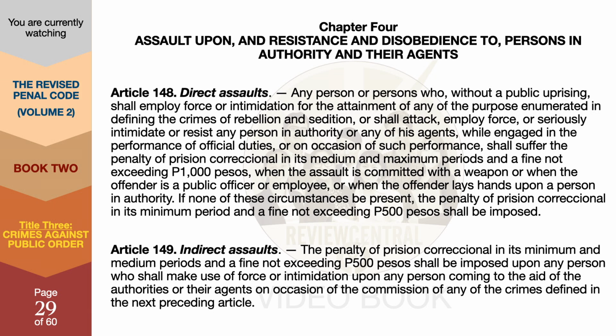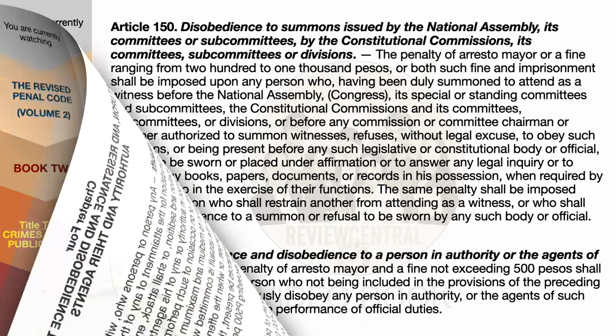Article 149. Indirect assaults. The penalty of prisión correccional in its minimum and medium periods and a fine not exceeding 500 pesos shall be imposed upon any person who shall make use of force or intimidation upon any person coming to the aid of the authorities or their agents on occasion of the commission of any of the crimes defined in the next preceding article.